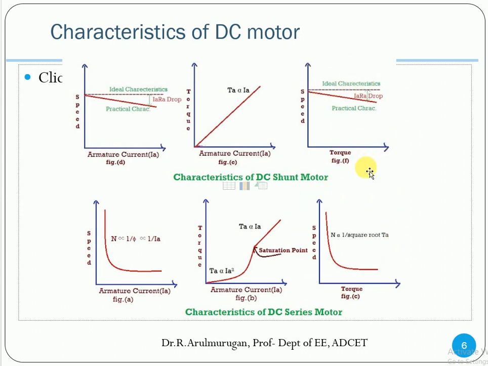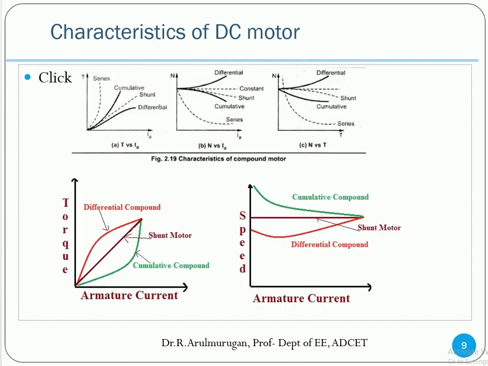Speed versus torque is the mechanical characteristics. Torque versus armature current is called the electrical characteristics. So electrical characteristics means this one, and mechanical characteristics means this one. And so it's a cumulative compound motor: cumulative of the two fluxes and differential of the two fluxes. So this is about the electrical characteristics, and here, speed versus armature current, or speed versus torque, for cumulative and differential.